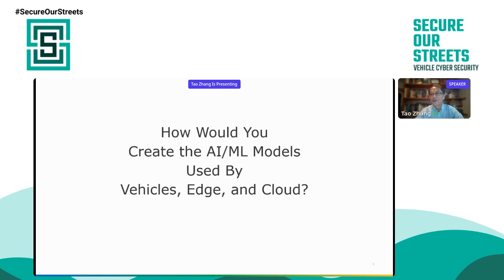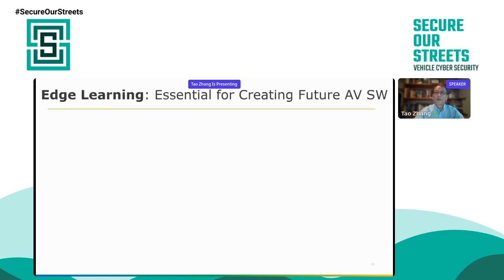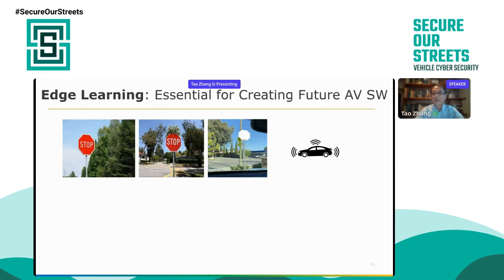We talked about the importance of creating machine learning and AI models used by those players, and edge learning in this. Let me use an example to show this. It is very essential for creating future AV software. Why is that? Let's take a very simple example. How do we train a car to recognize stop signs or any other things?